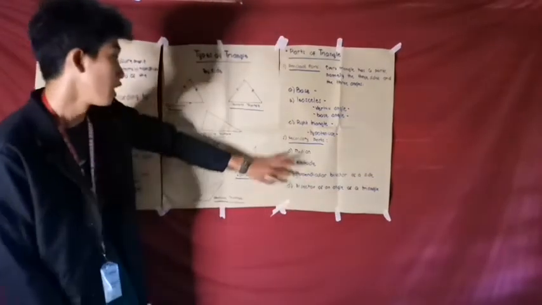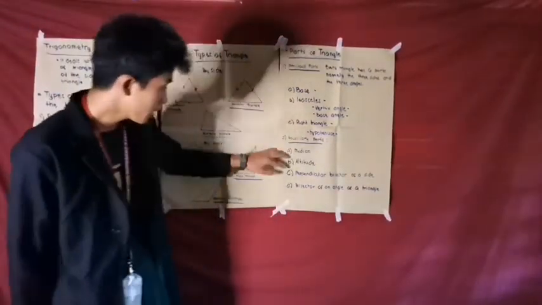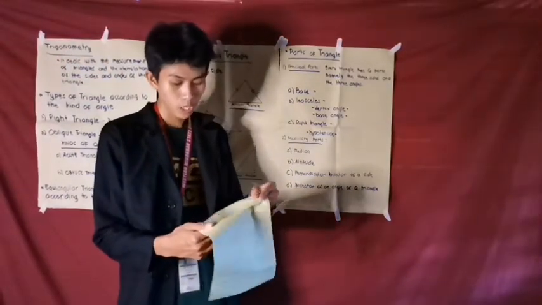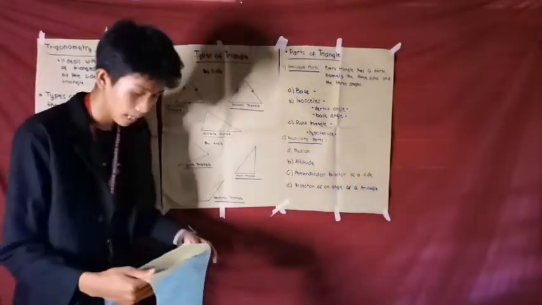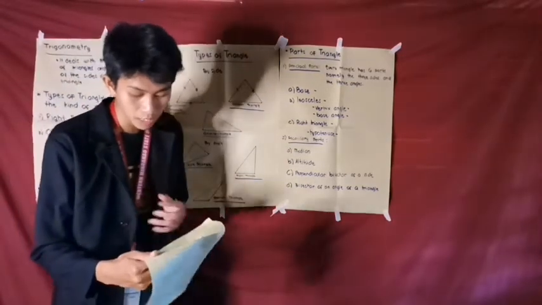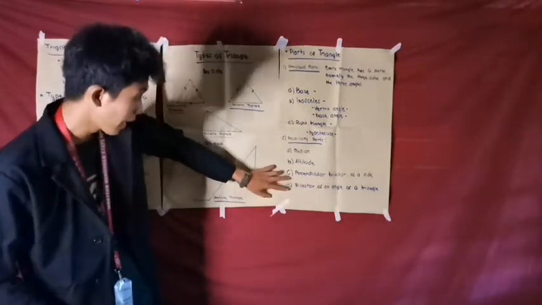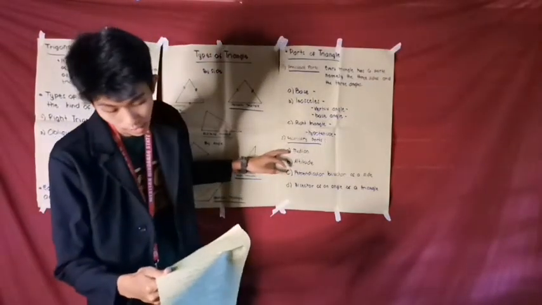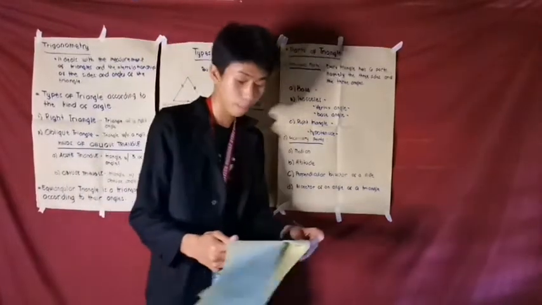Okay now class, number 2, the secondary parts. First is the median. The median is a line segment drawn from a vertex of the triangle to the midpoint of the opposite side. Next is the altitude. The altitude is a line segment drawn from a vertex perpendicular to the opposite side. Next is the perpendicular bisector of a side. This is a line perpendicular to a side of the triangle at its midpoint.